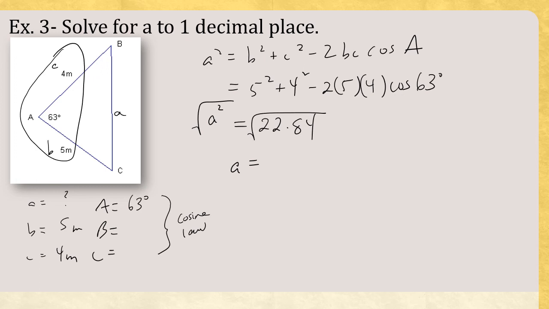You should be looking at 4.779, which rounds to 4.8 meters. Again, these are not to scale. So if you're thinking, well, side A looks longer than B and C, but the other one of them is 5 and this is 4.8, don't worry about it. Trust in your math.